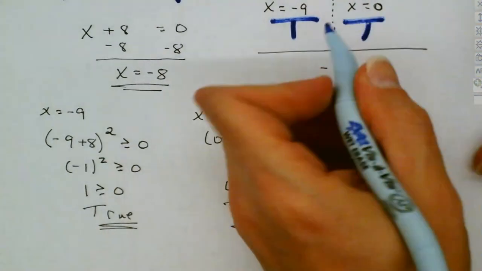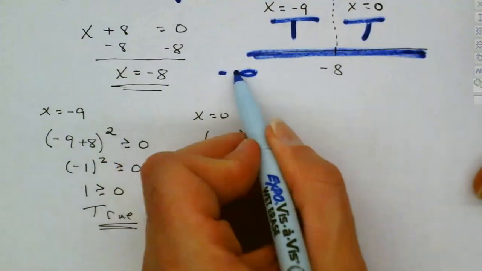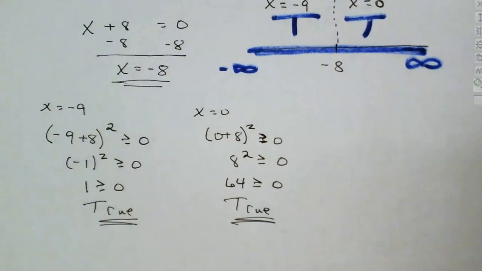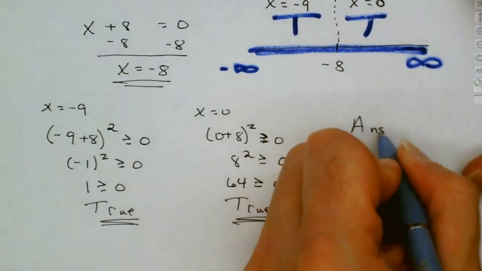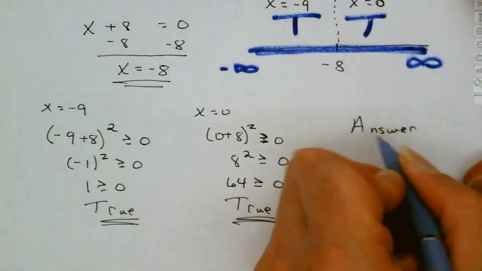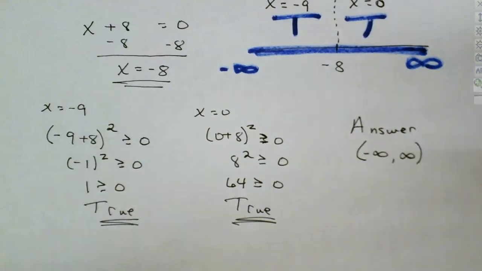Now, both sides are true, so what does that cover? That covers the entire line. So then what would your solution be? Yep. Your answer is negative to positive infinity.